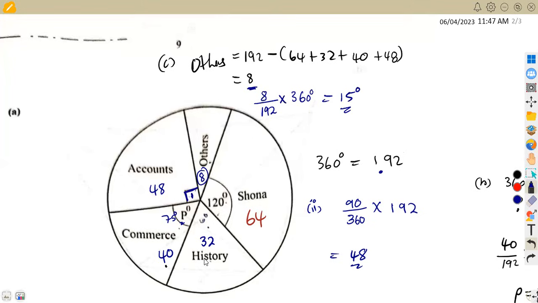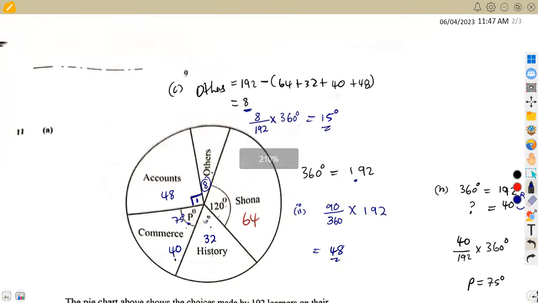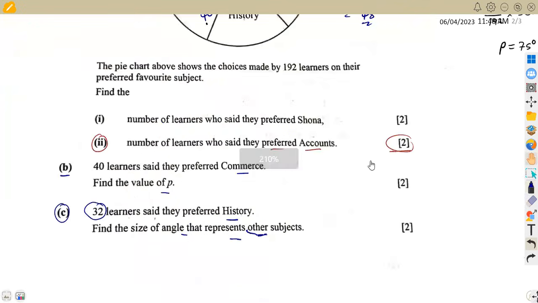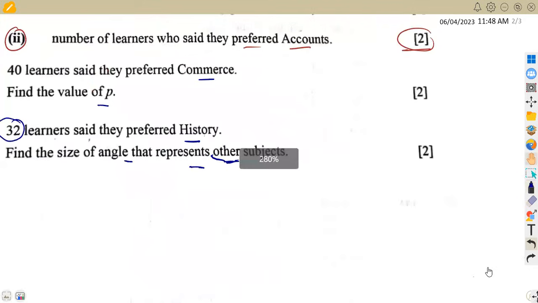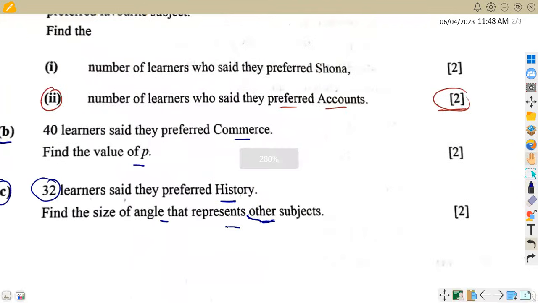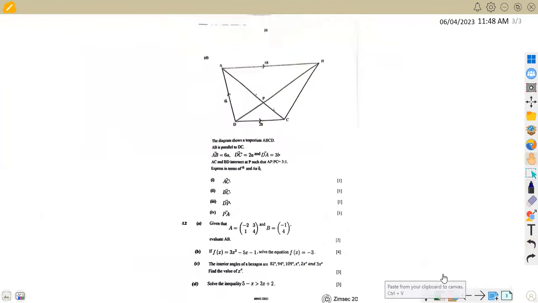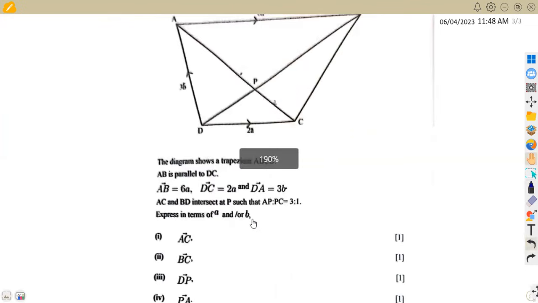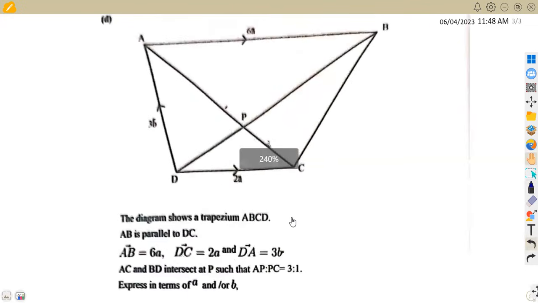Or you calculate the angle for history, then you subtract all the angles from 360. That is how we can have the angle for others. All right, so that is how we're supposed to answer this question. 12 marks for that, guys. Just take note how these questions will look, guys. Okay, anyways, now they still have the D part. I was surprised. What's happening?